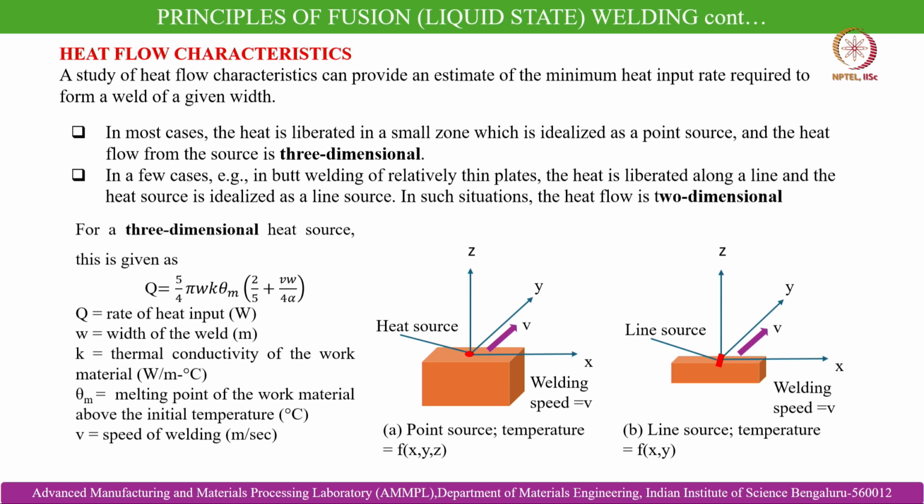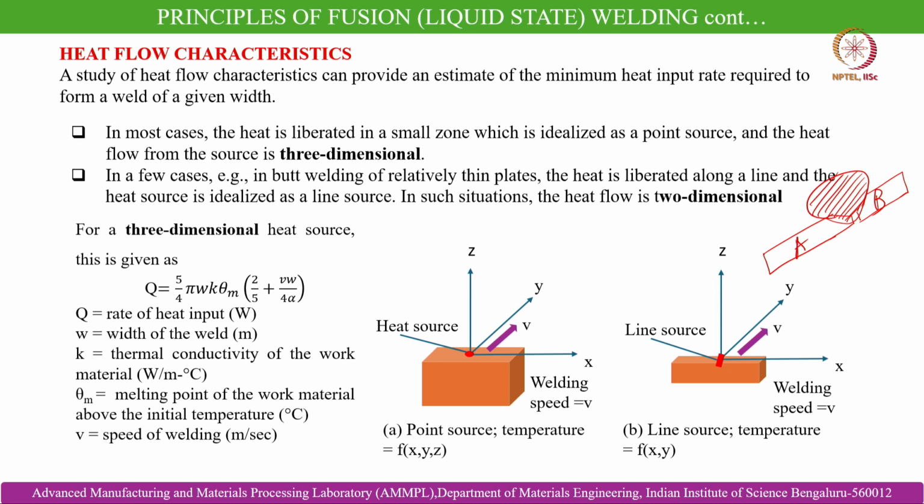of relatively thin plates, as we have discussed several times earlier, again I am drawing for your ease of understanding. This is a typical single V groove butt welding process that I have drawn over here. This is the weld bead geometry. This is plate A and plate B, and the heat is liberated along a line and the heat source is idealized as a line source. In such situations, when the workpiece experiencing the fusion welding is very thin, the heat flow can be along a line and the source can be termed two-dimensional in nature.